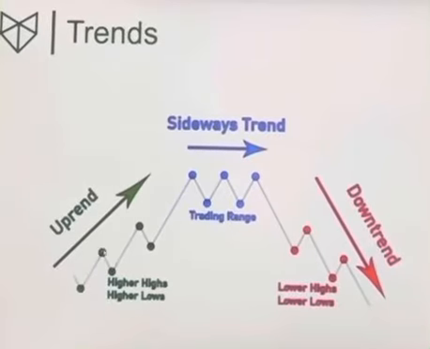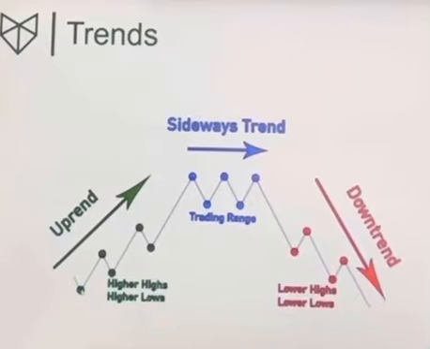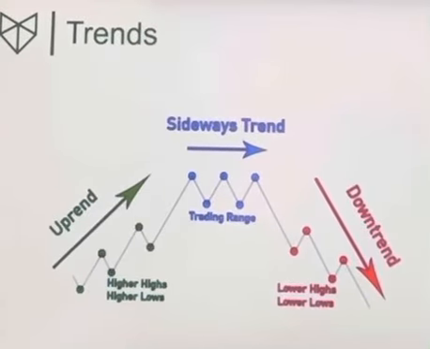Higher highs. So you see here there's a high, the next high is higher than that, and higher lows. So this low, you see that the next low is higher and the next low is higher. So when prices are going like this, that's an uptrend because each high is higher than the previous one and each low is higher than the previous one.